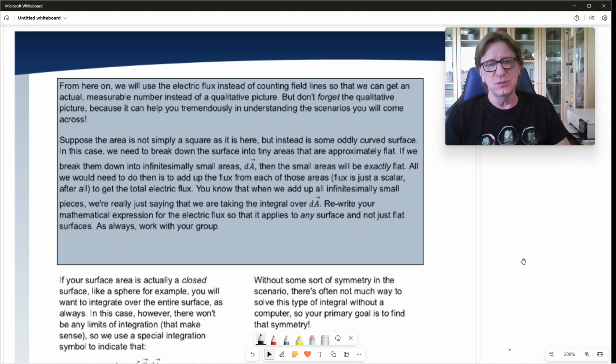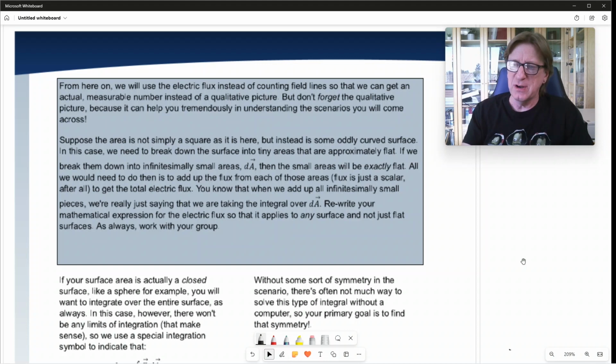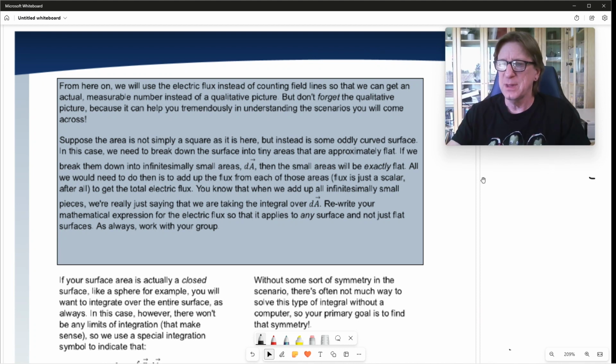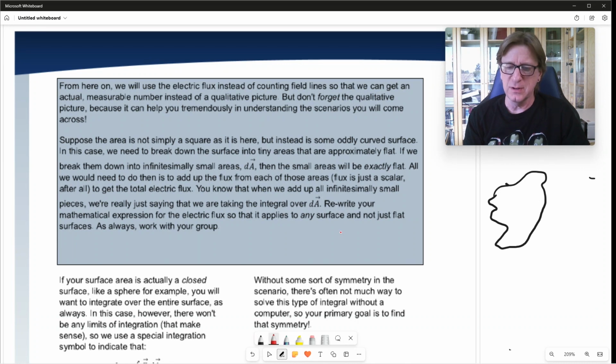So all we need to do is break that surface area down into tiny, tiny pieces. So let's say this is my funky surface like this. This piece right here has an area vector in this direction. This piece here has an area vector in this direction. This piece here has an area vector in this direction, and so on and so on.